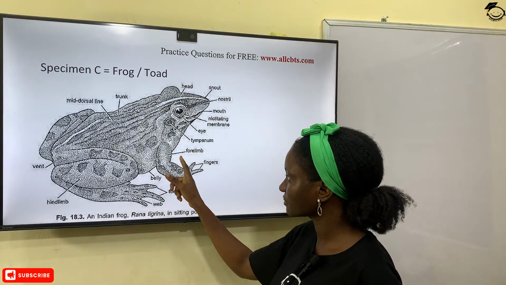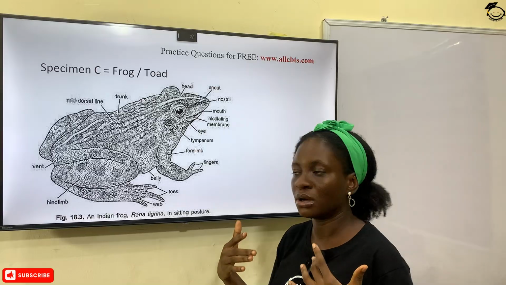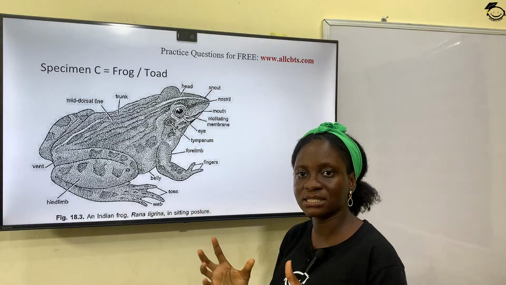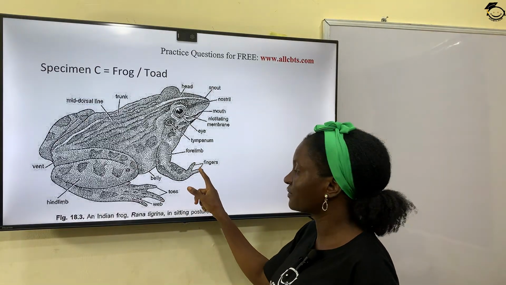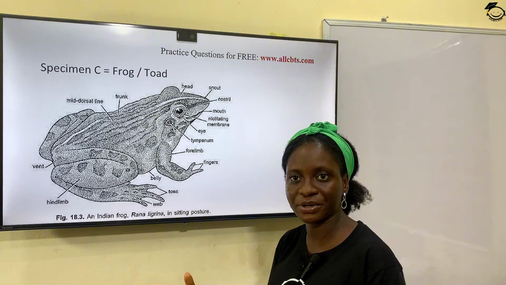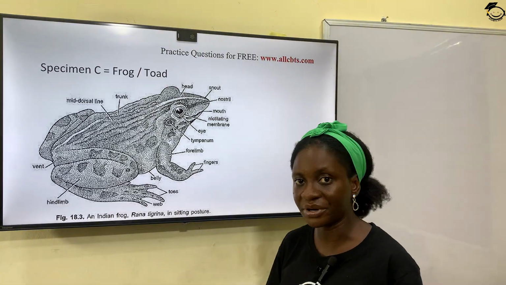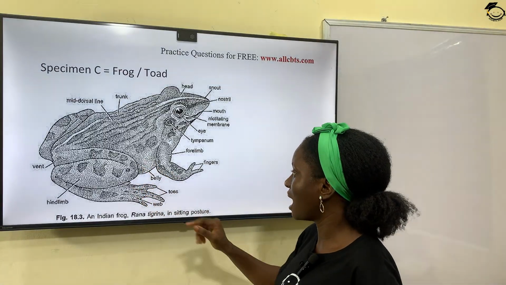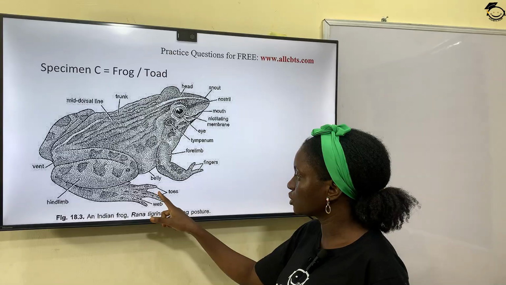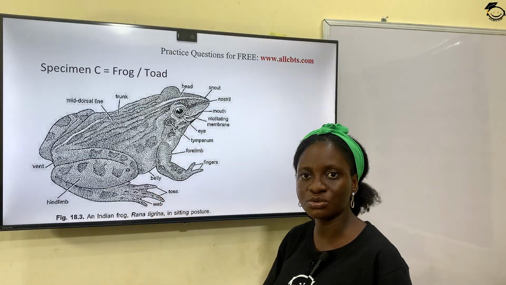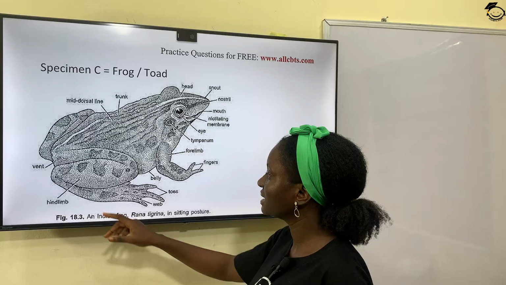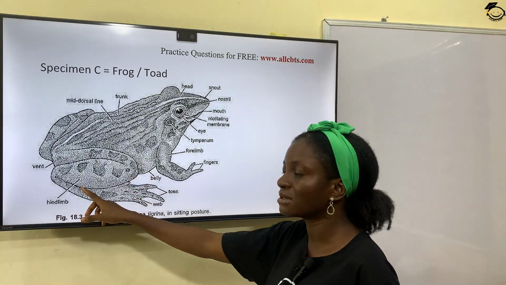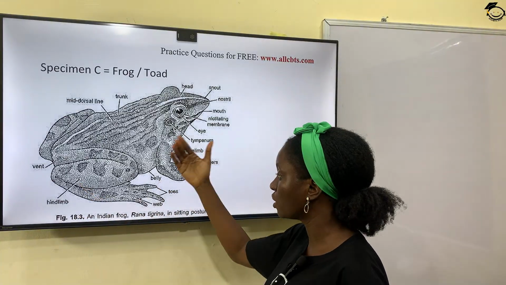Forelimb is used for crawling. Then the finger is just this. The finger is used for holding, for gripping things, maybe gripping prey, holding things. Then the belly, the stomach, houses different organs. The toe, the web, is used for swimming in water. The hind limb is used for jumping. It helps the frogs to jump.